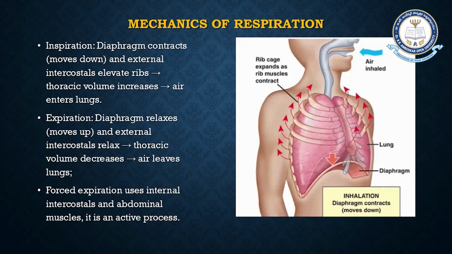Now moving to the mechanism of respiration, starting with inspiration. Inspiration is when the diaphragm, which is a dome-shaped muscle which assists in respiration, moves down and the external intercostal muscles which are present between the ribs elevate the ribs. So the thoracic cavity or the thoracic volume increases, which creates a negative pressure leading to the air entering the lungs or moving in. Then comes expiration, in which the diaphragm relaxes or moves back to its original place.